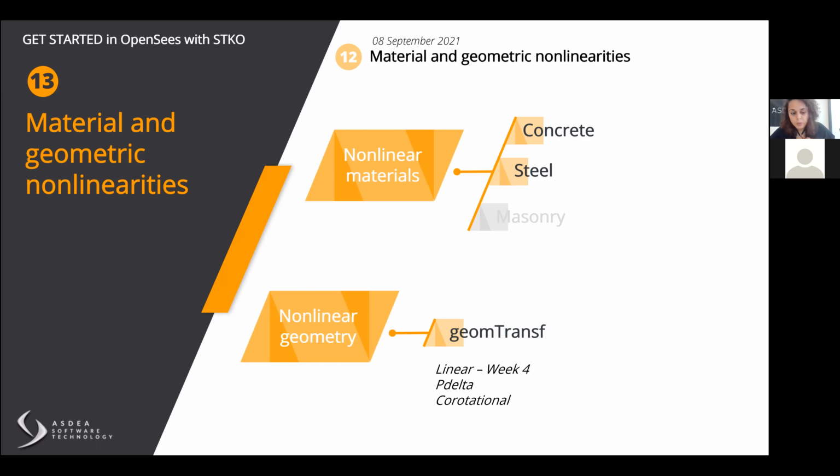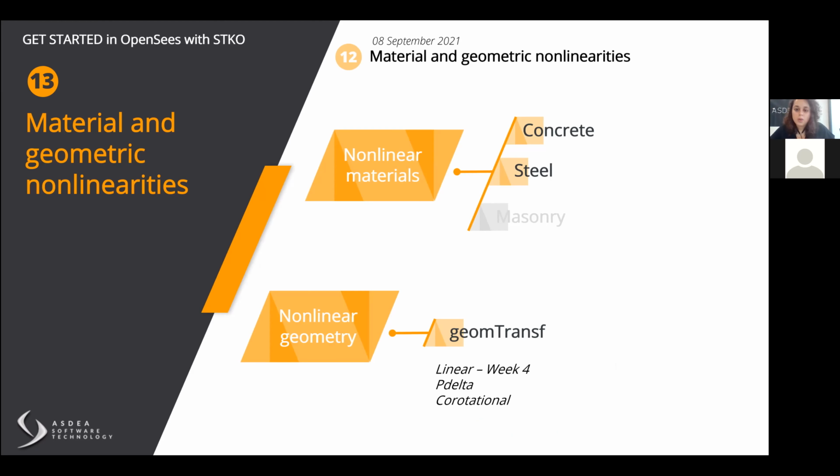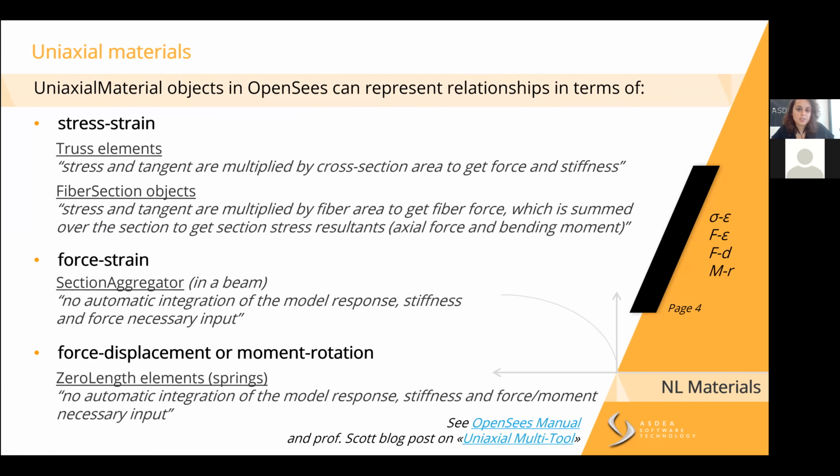So don't worry. We already talked about uniaxial materials, I think in week 4, when we discussed, in week 5, when we discussed physical properties. So what is a uniaxial material? It's an object that in OpenSees represents the relationship between two things. It can be stress and strain, it can be force and strain, it can be force displacement or moment rotation relationships. It depends on what you want to model.